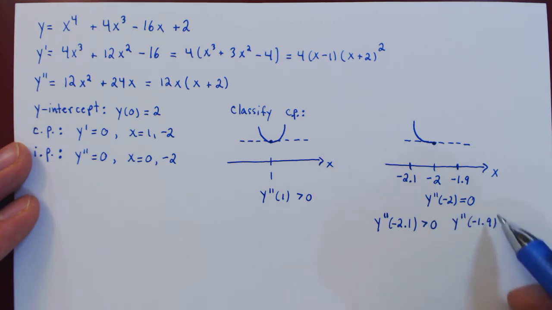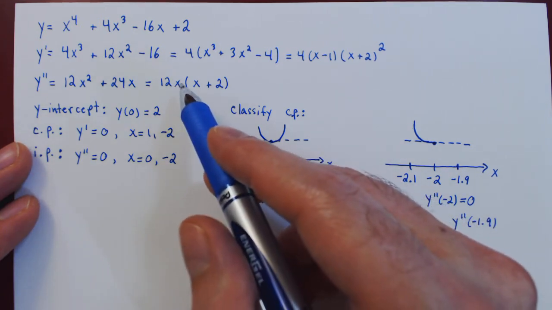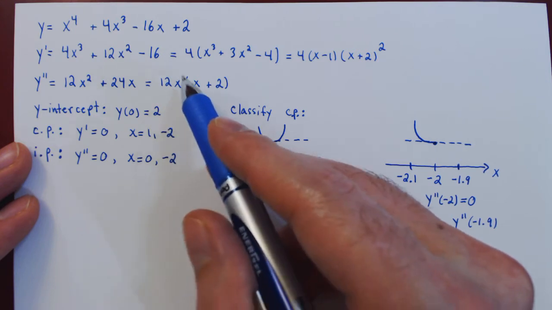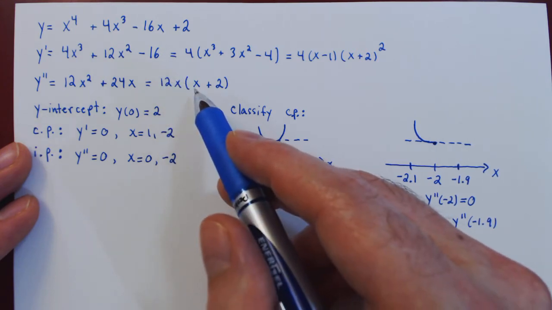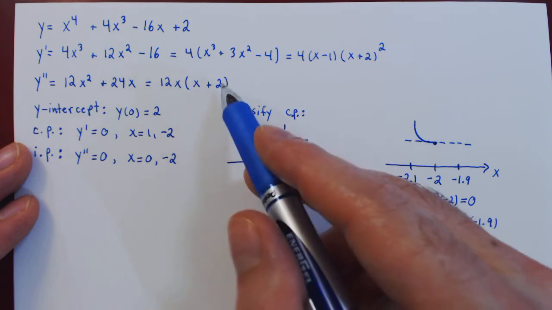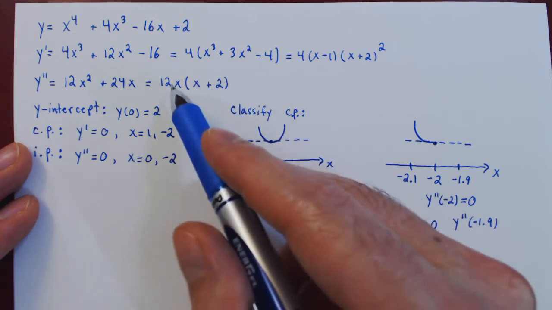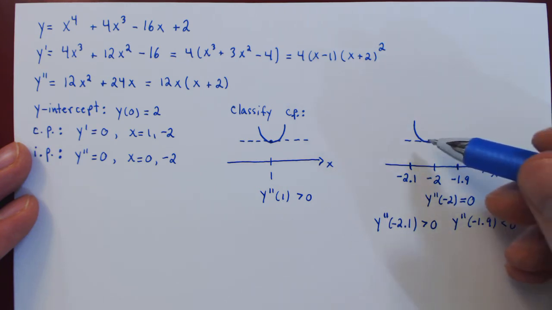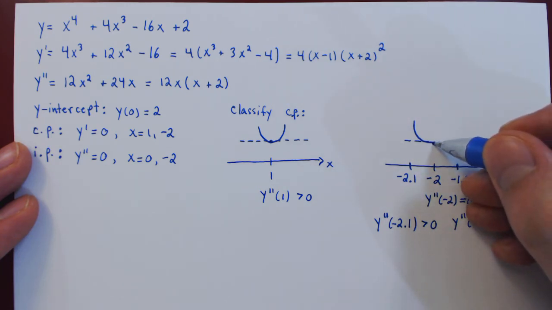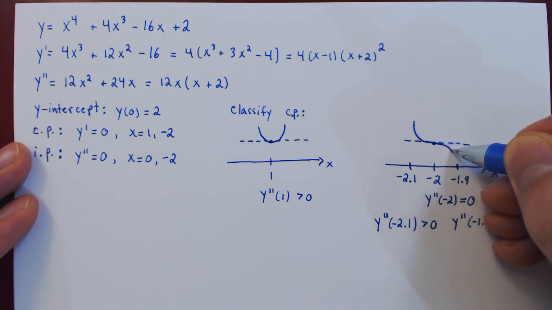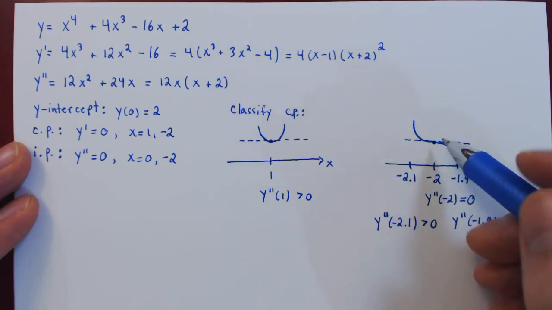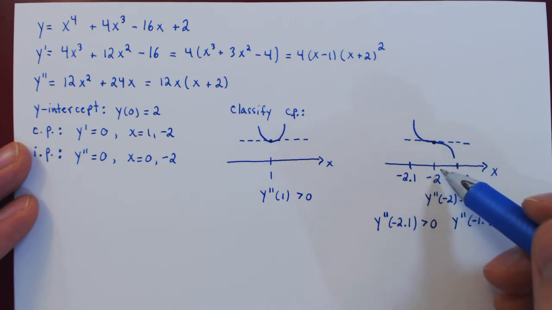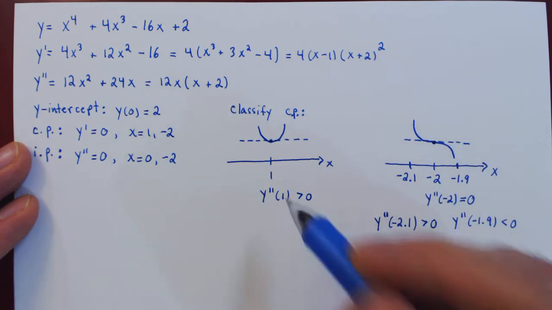Now on the right, at -1.9, well, again, this will be -1.9 times 12, that's negative. But -1.9 plus 2 is 0.1, this is positive. Now we have a positive times a negative. The result is therefore negative. So on the right of -2, the curve is concave down, but again is flat at -2. So there's only one option. The function must look like this. And now we have a complete classification of our critical points, -2 and 1.